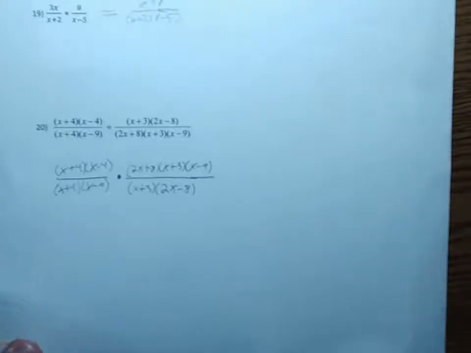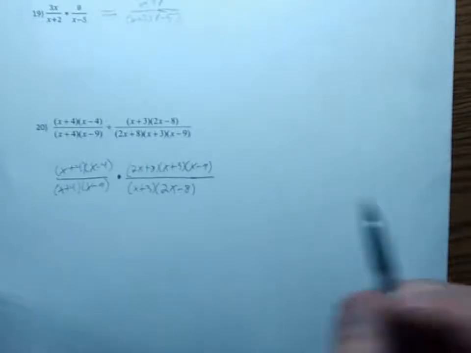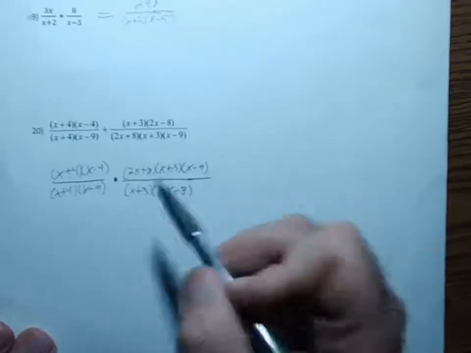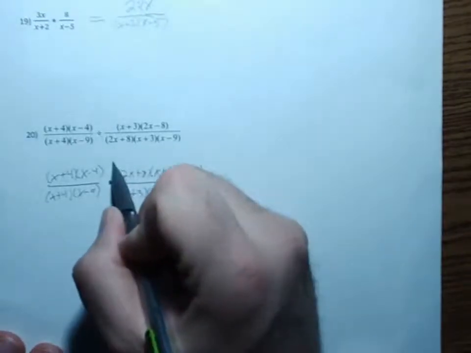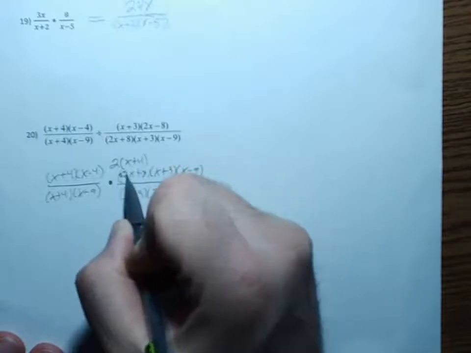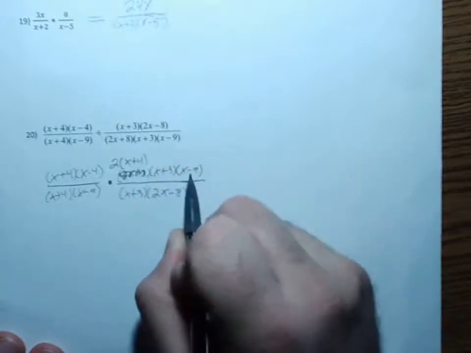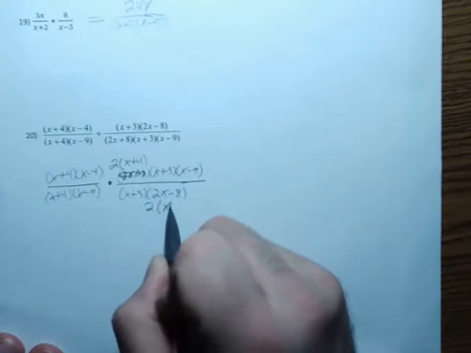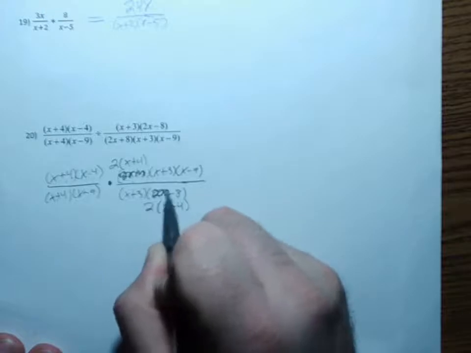Cool. Next we factor. That's our next move. Doesn't factor, doesn't factor, doesn't factor, doesn't factor. 2x plus 8 factors though. I can factor a 2 out, and what's left is x plus 4. So that's gone. Doesn't factor, doesn't factor, doesn't factor. Here I can factor out a 2, and what's left is x minus 4.